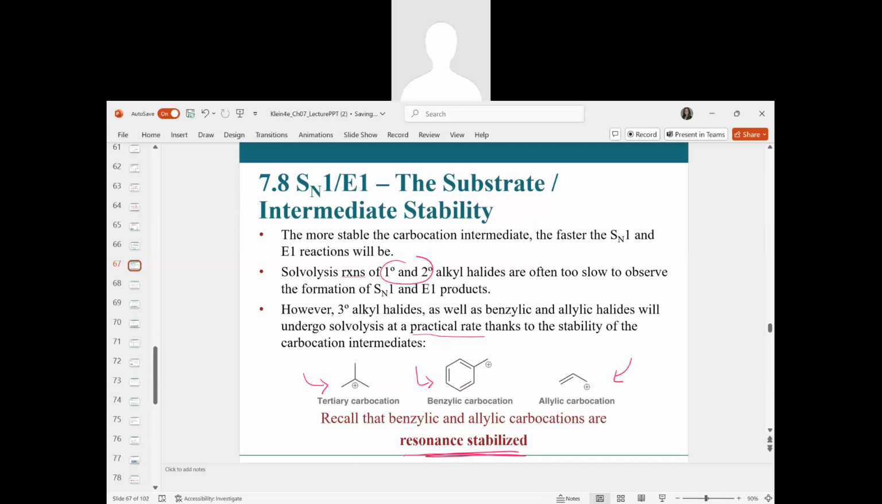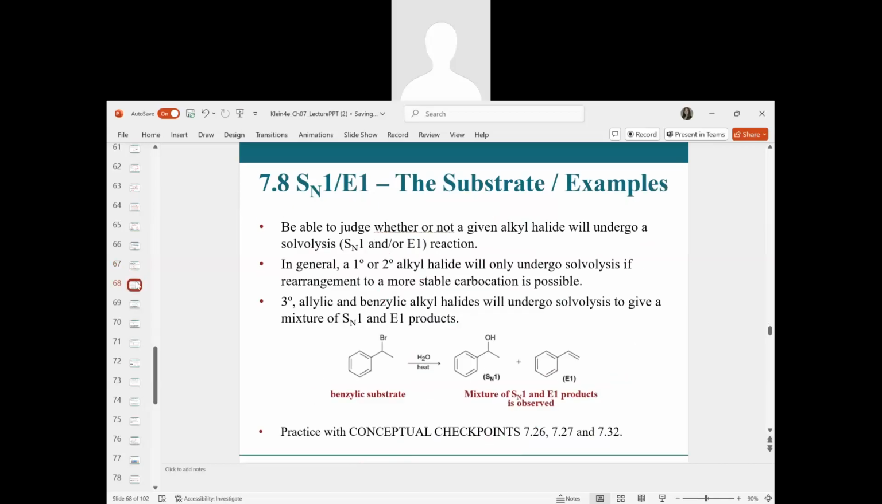But we know that primary and secondary alkyl halides are going to be too slow for any use in this type of reaction. So we should be able to judge whether or not a certain alkyl halide will undergo solvolysis. So again, we can say that primary or secondary would only undergo this type of reaction if a rearrangement is possible to generate a more stable carbocation. So things like a primary to tertiary or secondary to tertiary could definitely occur.